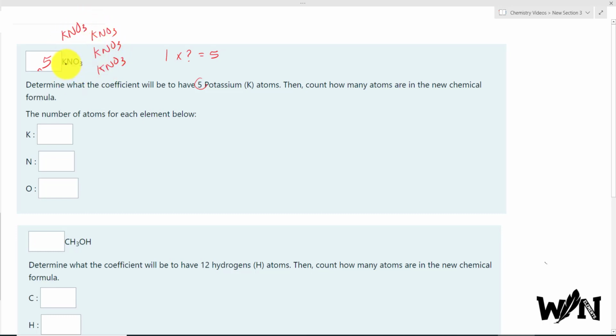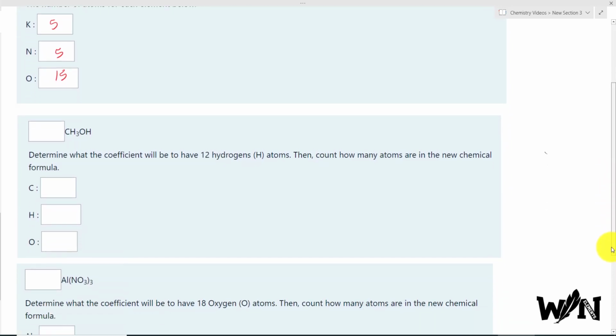So in this case, what's that number right there? There's nothing there, so it's 1. So 5 times 1 is 5. 5 times 1 here again is 5. But here 5 times 3, it is 15. And that is all you have to do. As long as you understand the definition of coefficient means the total number of the whole entire compound, where subscript is the number of specific atoms after the element. Okay? Now let's try another one.